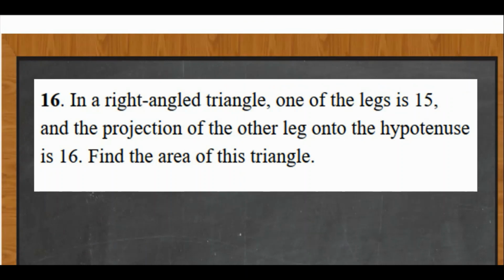Question number 16. Let's read question number 16 together. In a right angle triangle, one of the legs is 15, and the projection of the other leg onto the hypotenuse is 16. Find the area of this triangle. So we must understand what's the projection of a line onto any other line or any other plane.